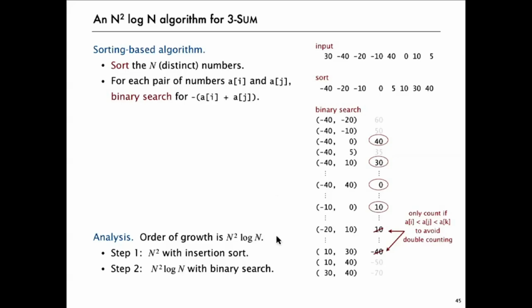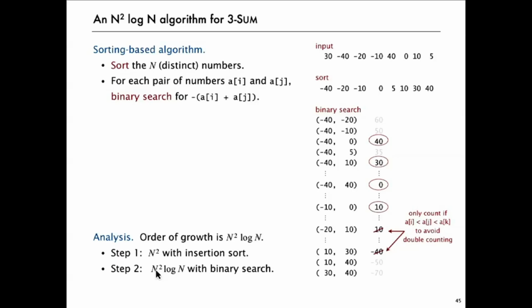Then a quick analysis says the order of growth of the running time is going to be n squared log n. You don't even need a good sort. You could use the elementary insertion sort, the first one we talk about. But the running time of the binary search for each of the pairs, each of the n squared over 2 pairs, we're going to do a binary search, so we get an n squared log n running time. So it's a quick example of how we can improve the performance.